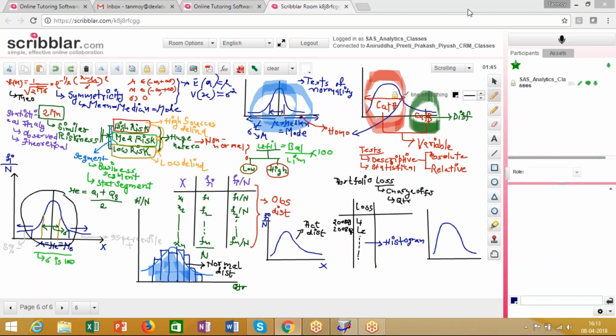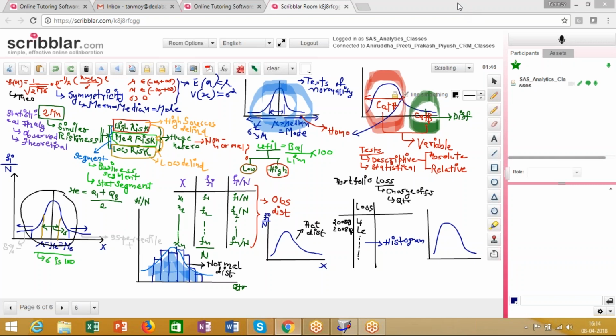So are you able to get the idea now, Anirudh? Does this example answer your question? Great. The others, is this idea clear? The idea of observed distribution, the idea of theoretical distribution, the loss distribution example, and the way this graph is constructed. So are these clear to you? Great.